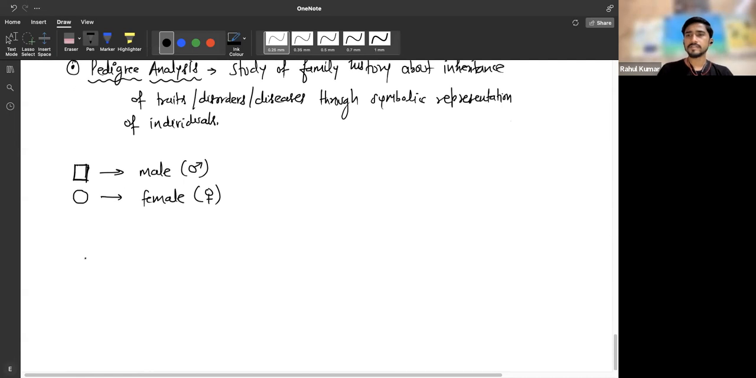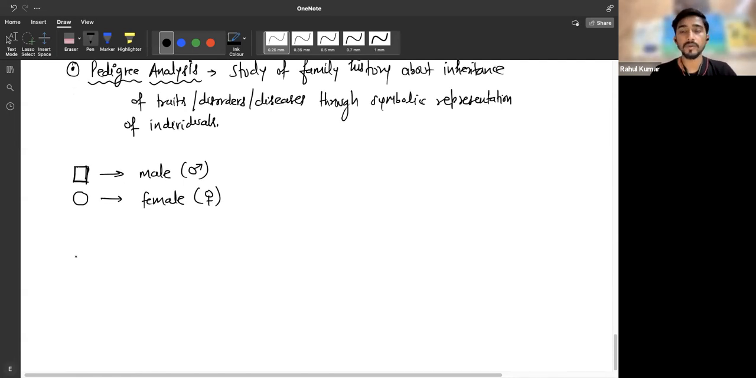And if for some disorder the sex is not specified, or you do not know the sex of that individual, but you know that someone carried or transmitted that gene or disorder, but you don't know whether it was male or female, then we use this. Diamond or parallelogram, whatever you think. It is used for sex unspecified. Is it clear?